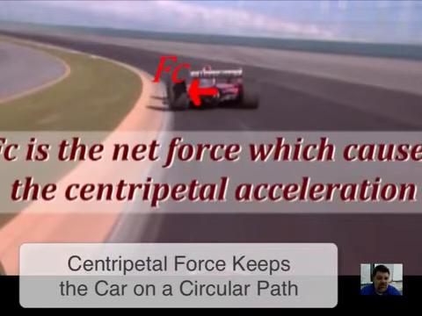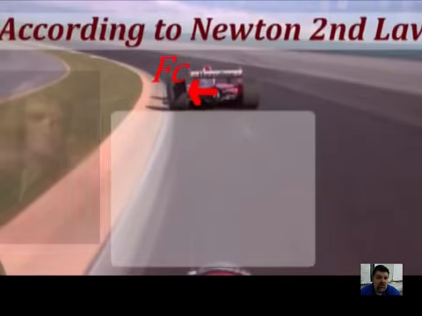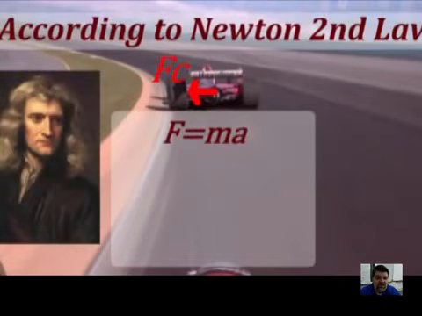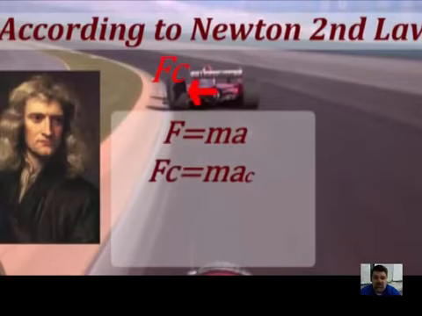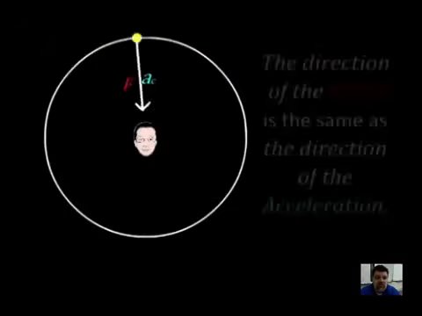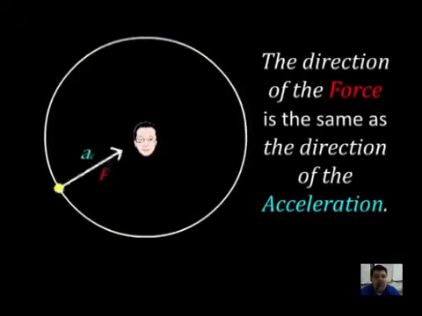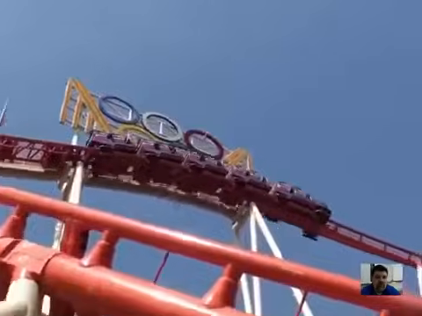Because it's the centripetal force, or the force that forces the car towards the center of the circle, and that's the same direction as the acceleration because of Newton's law, right? And so according to Newton, he said that force was equal to the mass times the acceleration, but in circular motion, the acceleration is always changing and pointing towards the center of the circle. So the direction of the force is the same as the direction of the acceleration. This is what we call centripetal force.